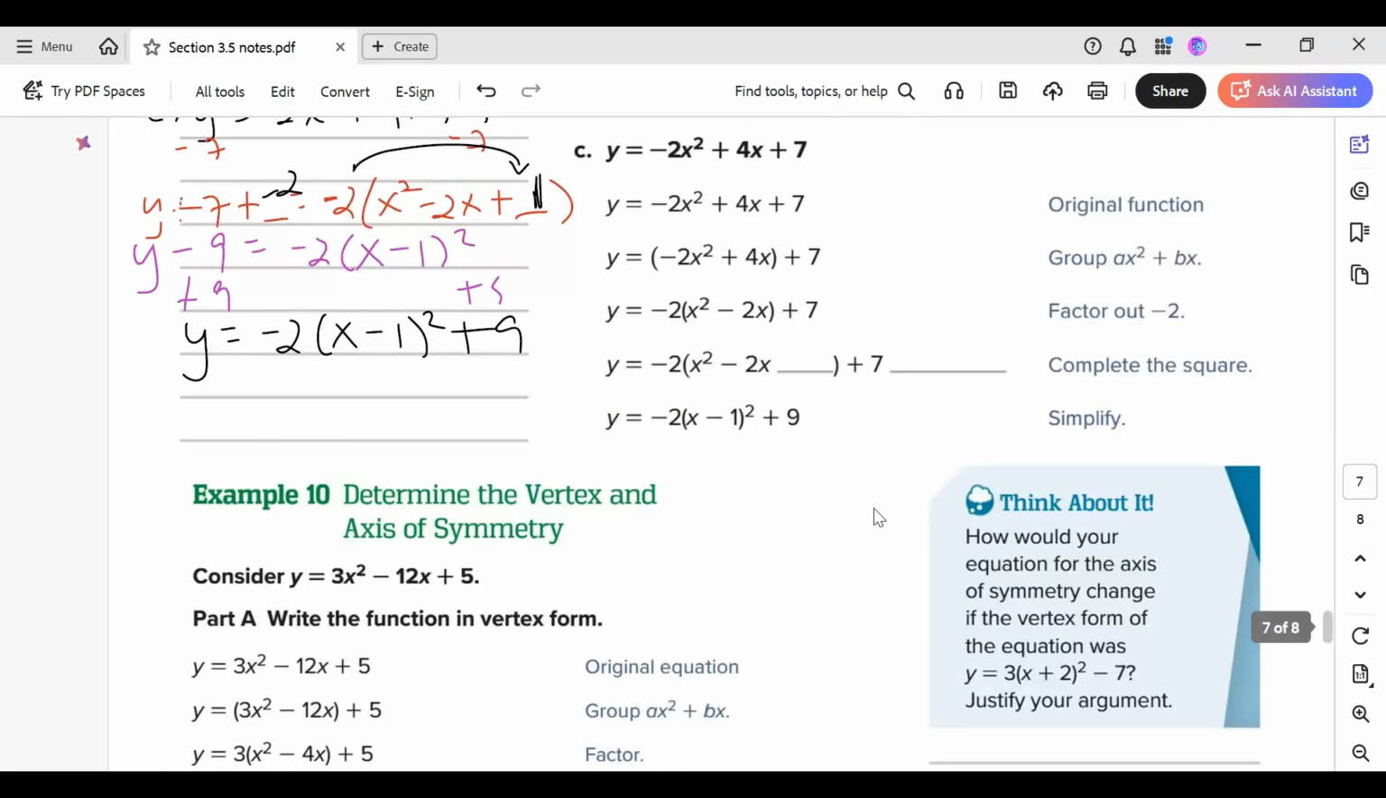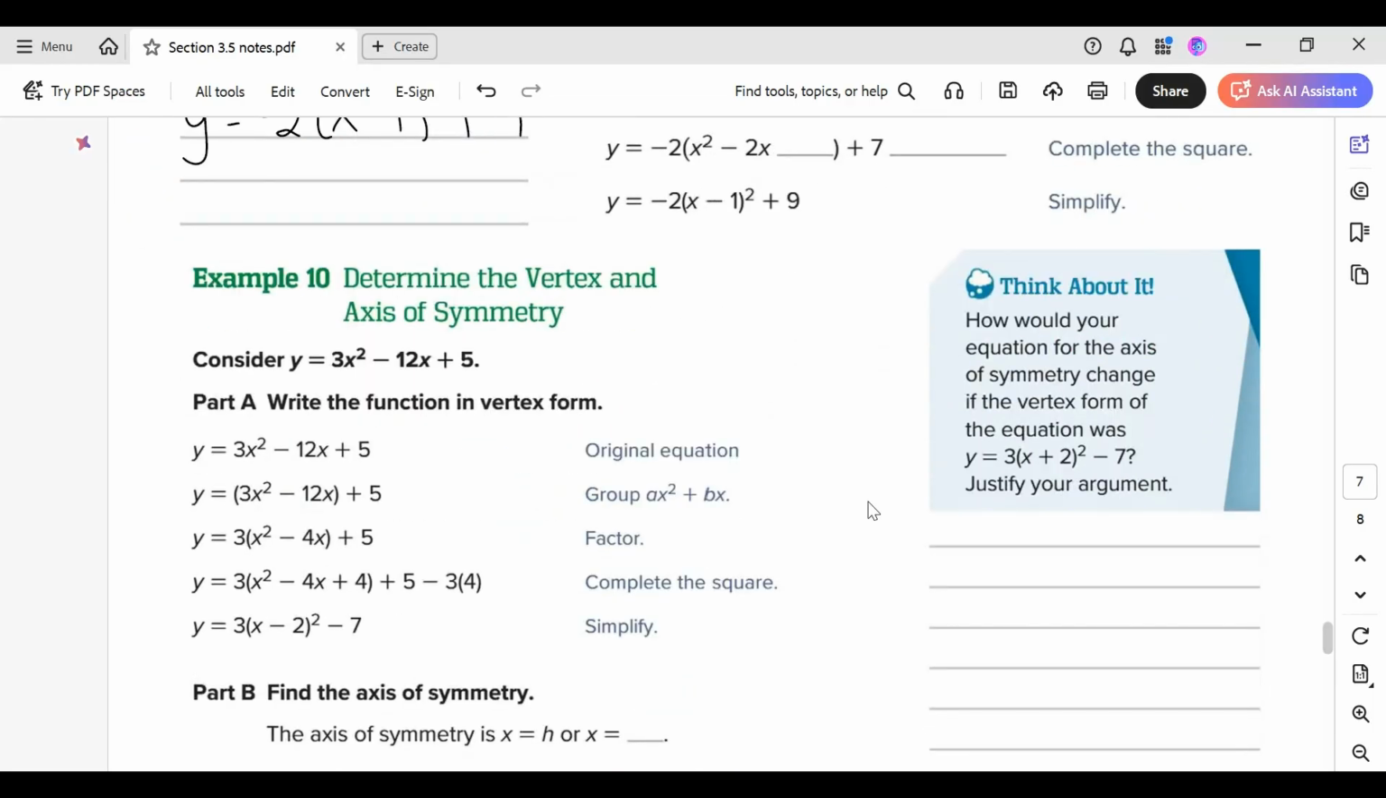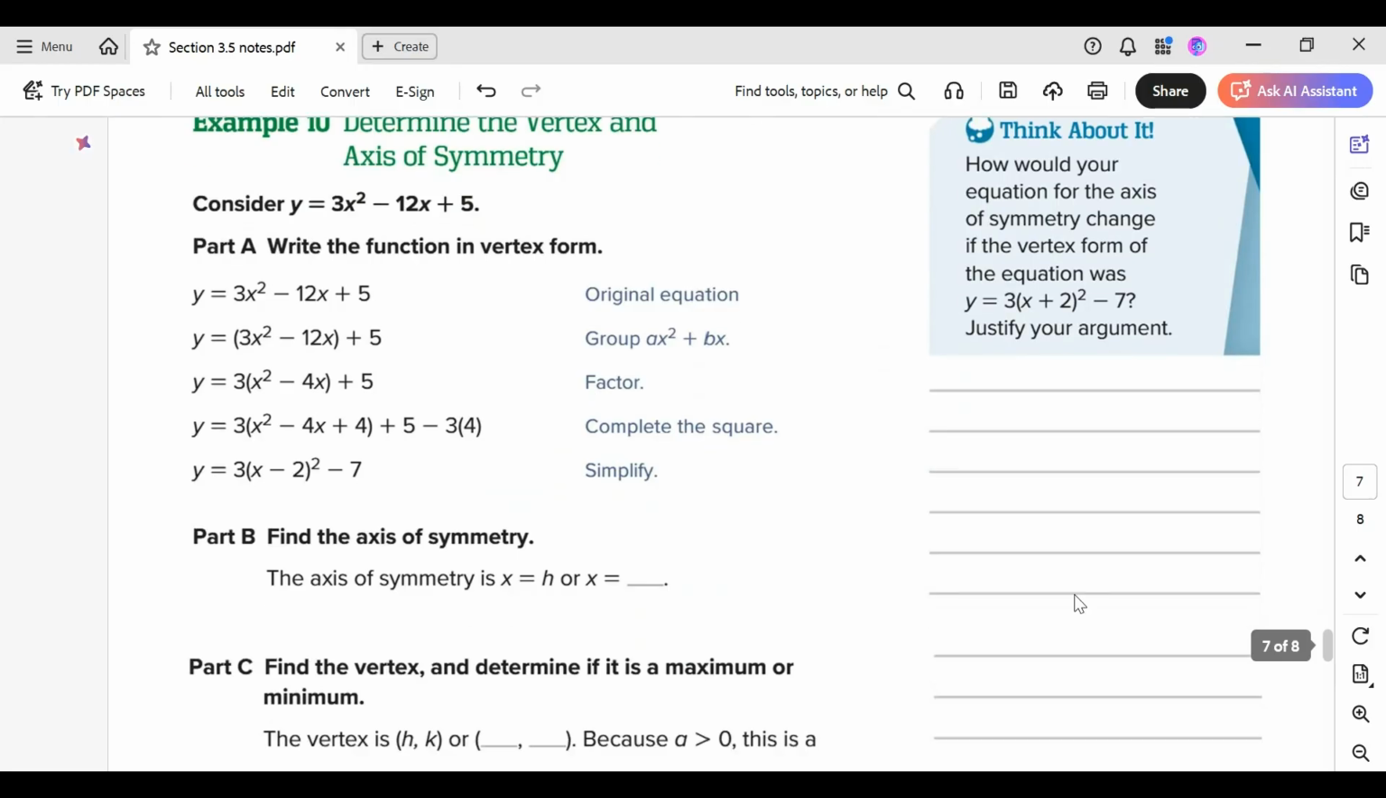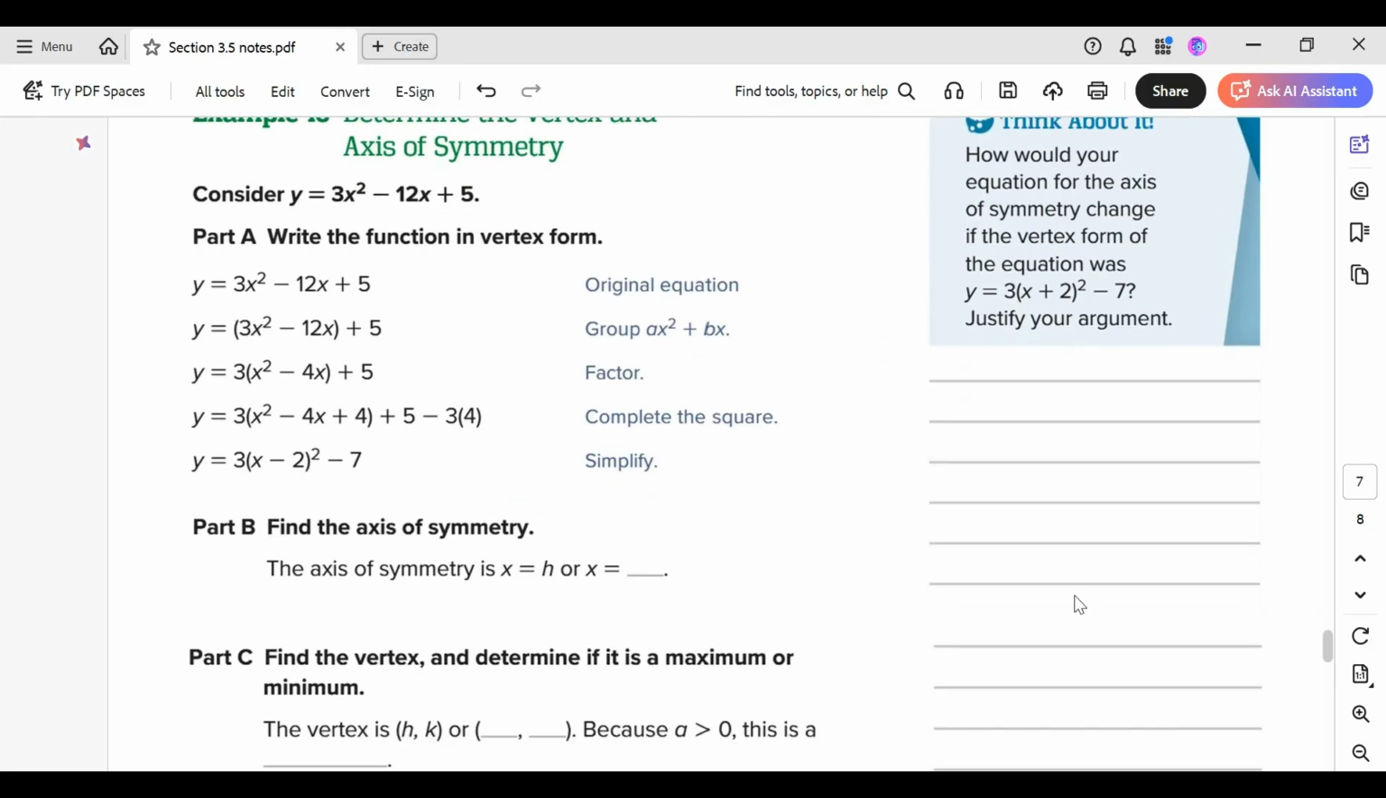In example 10, it says determine the vertex and axis of symmetry. So they gave us a problem that says consider y equals 3x squared minus 12x plus 5. They want us to write it in vertex form. So I'm going to go the route that I would have gone to get to our solution. So we had our original y equals 3x squared minus 12x plus 5.